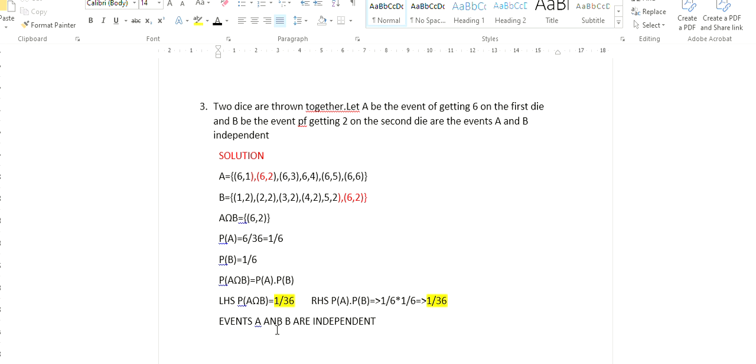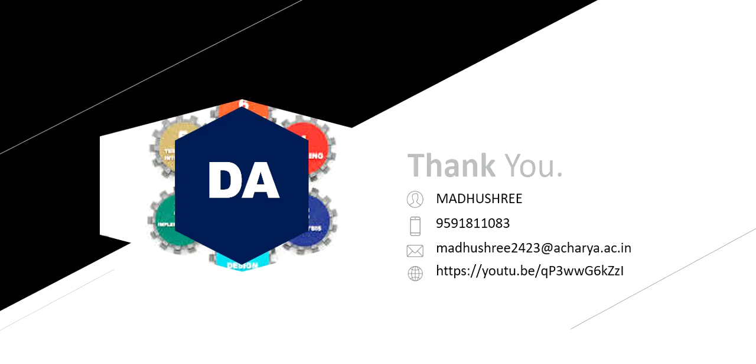If they ask whether the events are independent, then compulsorily you have to apply this formula for independent events. In the question, in case they ask about independence, you have to write this. So this is how you will solve this problem. Just think about probability of A, B, and then substitute. So that's about the conditional probability.